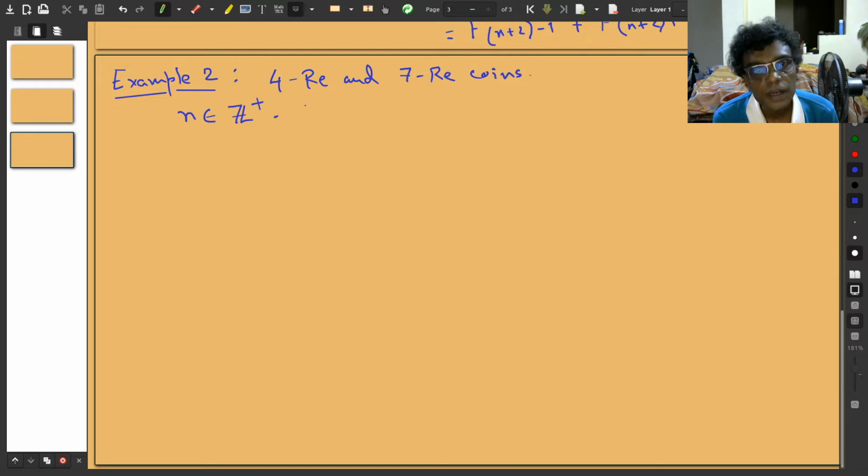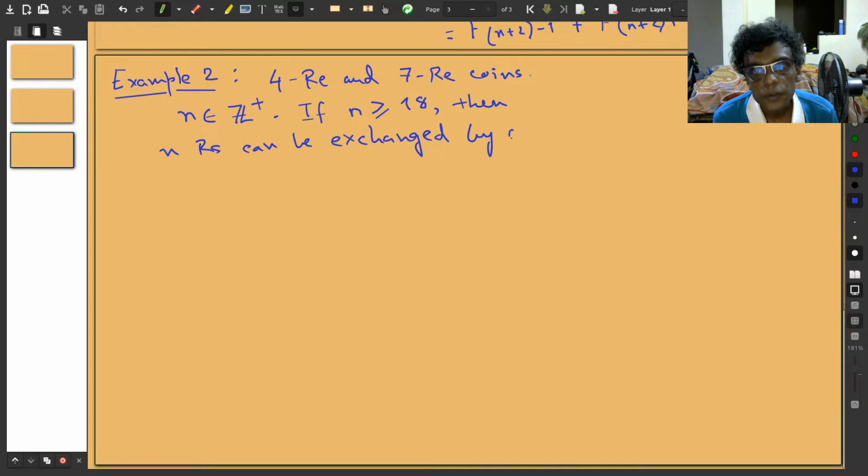What I will prove is that if n is greater than or equal to 18, then n rupees can be exchanged by coins of the given denominations. Proof.